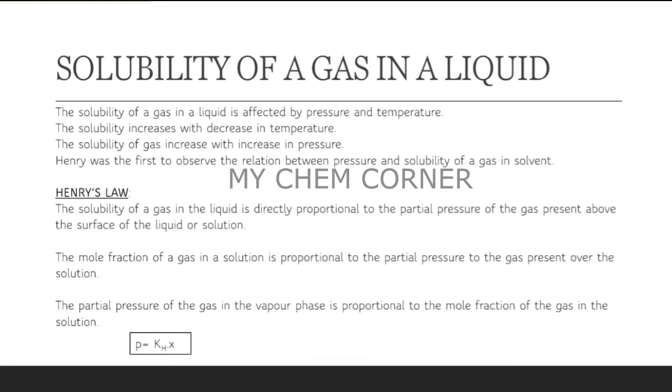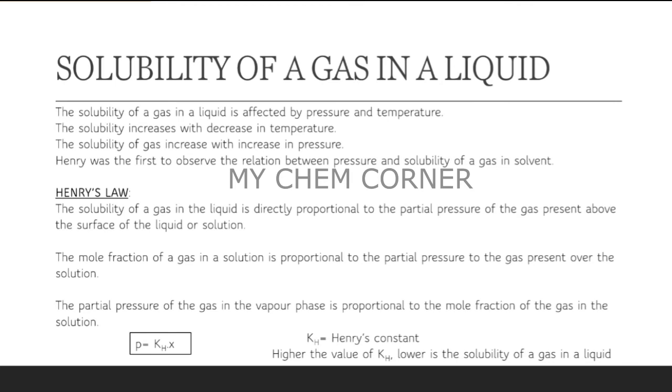So to conclude, the mathematical expression for Henry's law is P equals KH into X. P is pressure, X is mole fraction as usual, KH is Henry's constant. Alright, so now when the solubility is lower, the value of KH is going to be the highest. So higher the value of KH, lower is the solubility of a gas in a liquid.